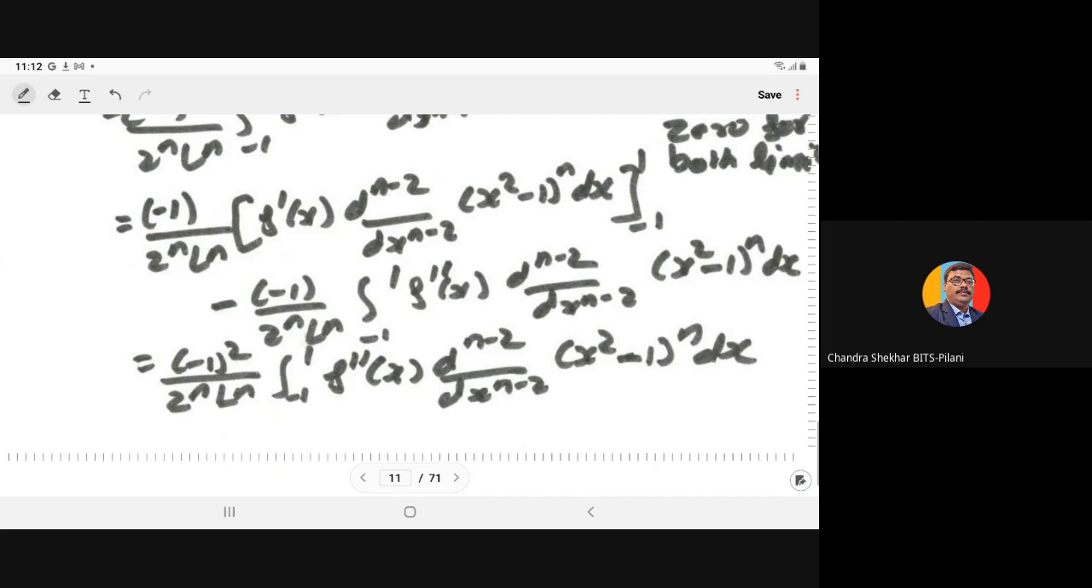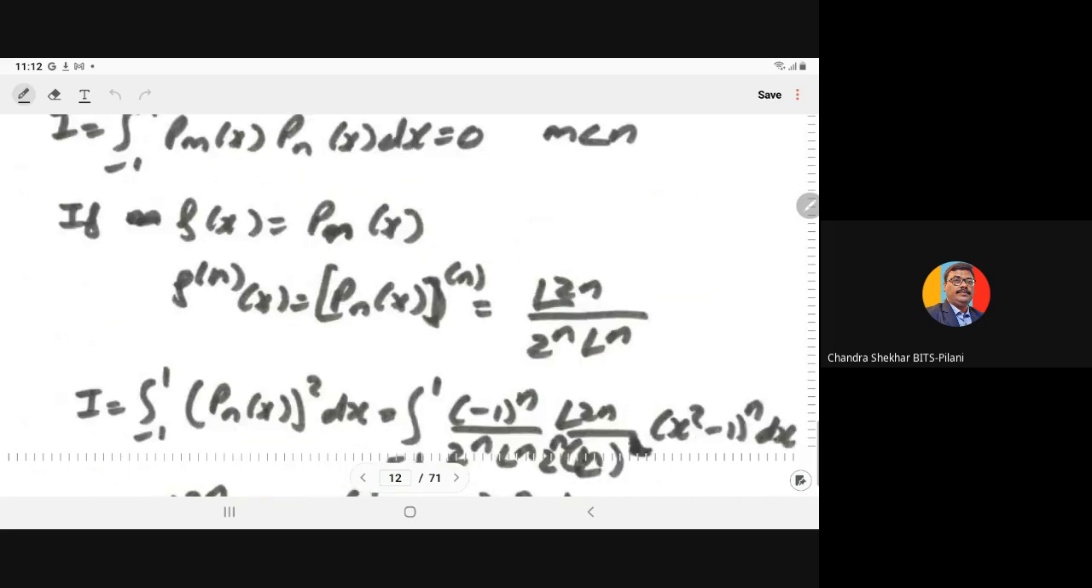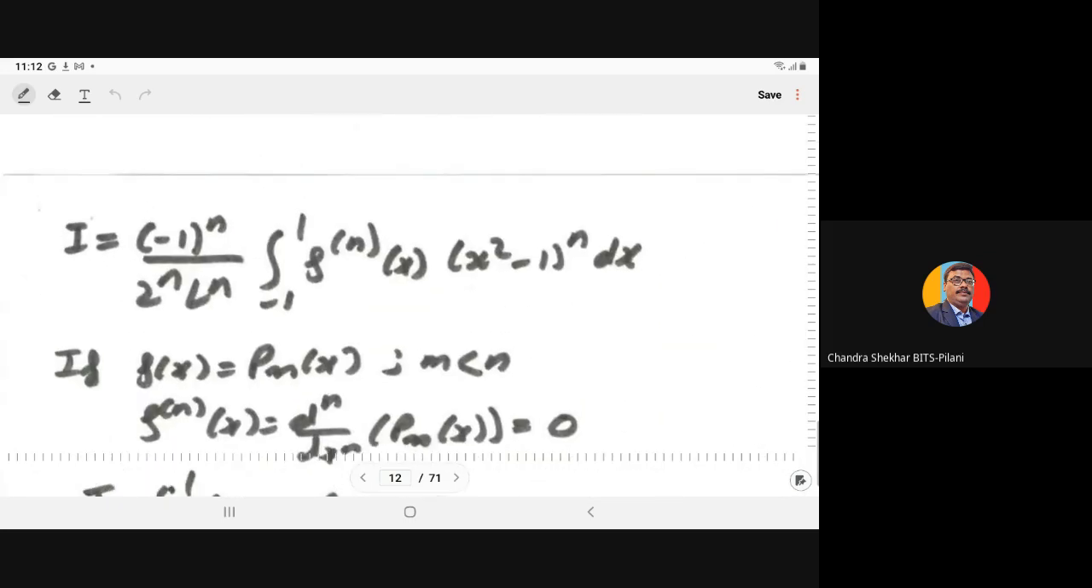second derivative with respect to x of (x square minus 1) power n into dx. So similarly, if you do the nth derivative, in the same fashion, if you proceed, so the nth derivative will be, or integral will be, right, I is equal to, if you continue for n times, so what you will get? I is equal to (minus 1) to power n, 2 to power n factorial n, integral minus 1 to 1.